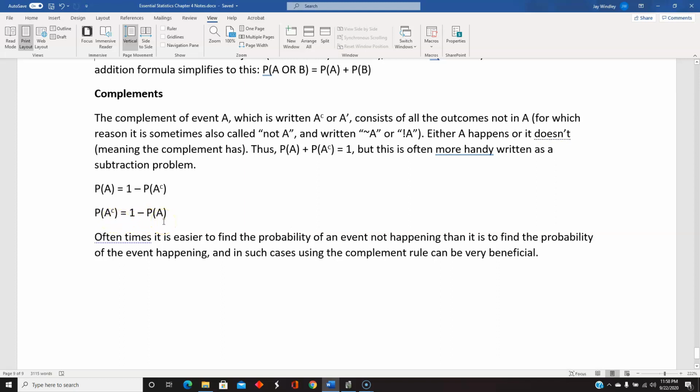There are many problems, especially a little bit later on in this course, where they ask you to find the probability of blah, but it turns out that it's easier to find the probability of blah complement and then subtract from 1. And that's a handy little trick. So that's about it for our chapter on probability.